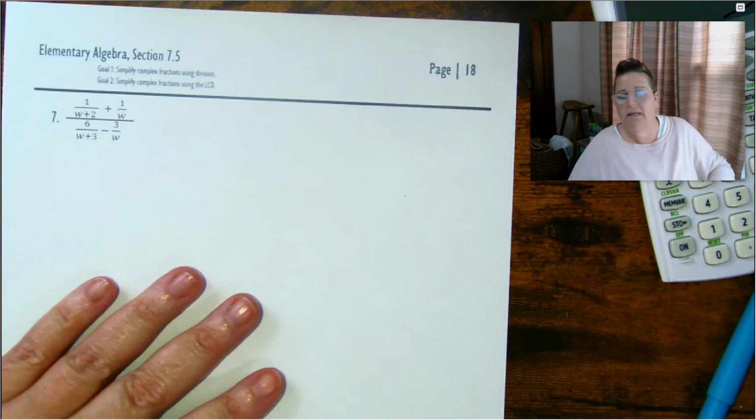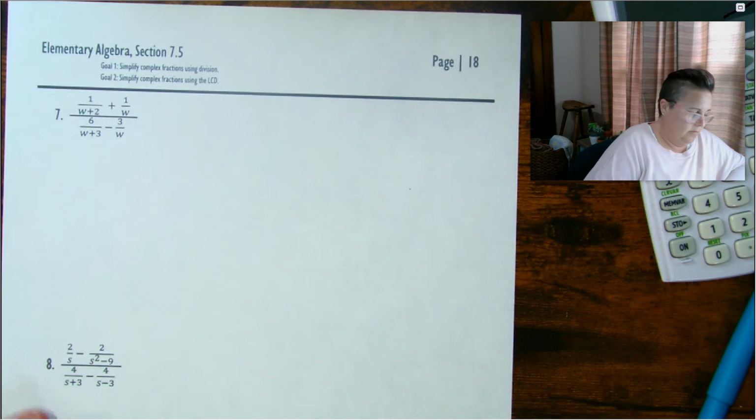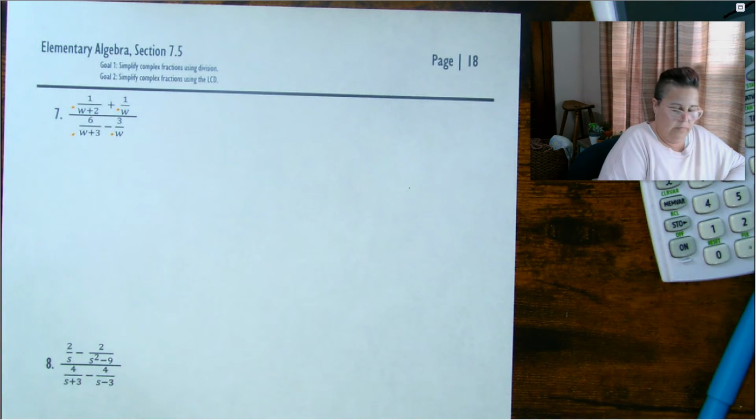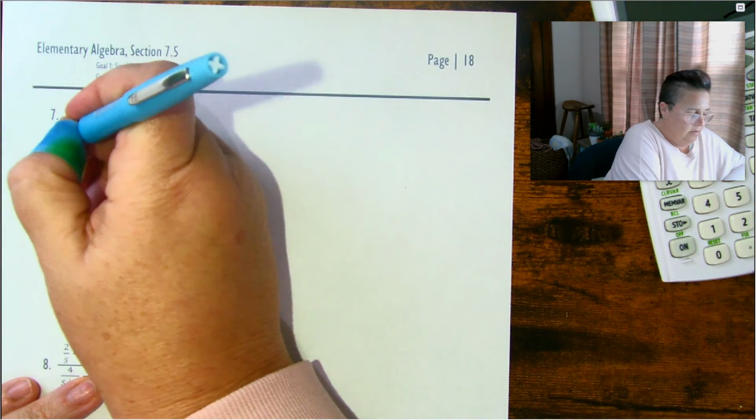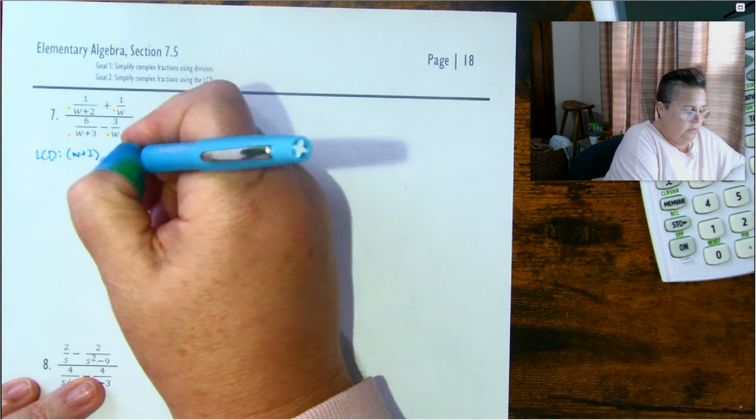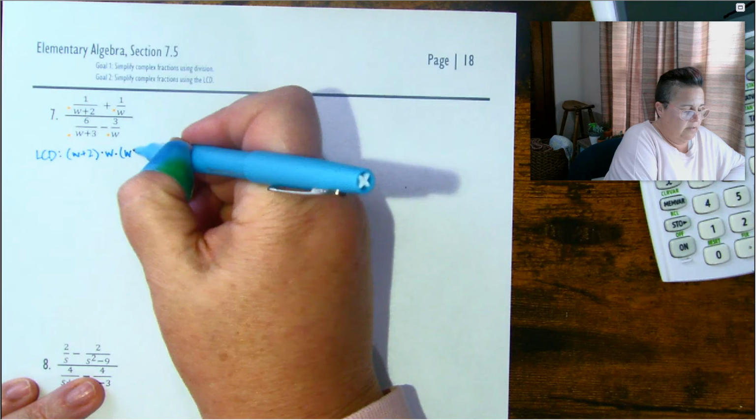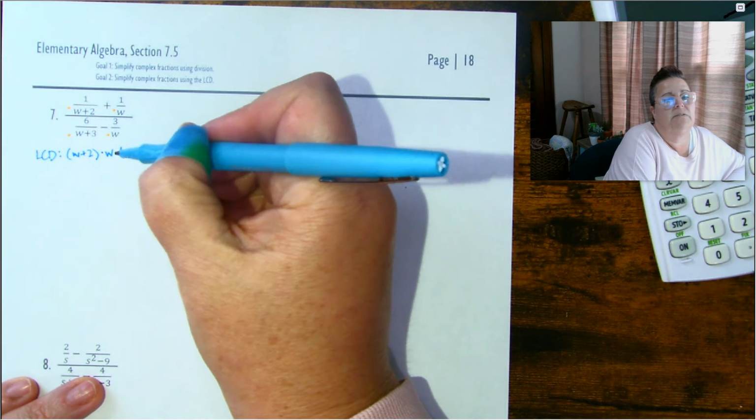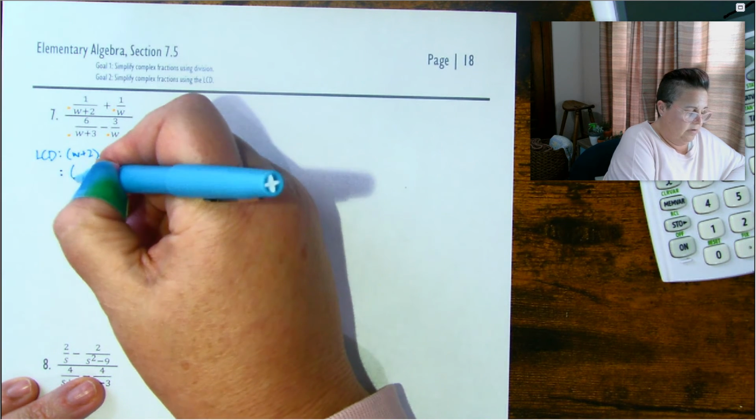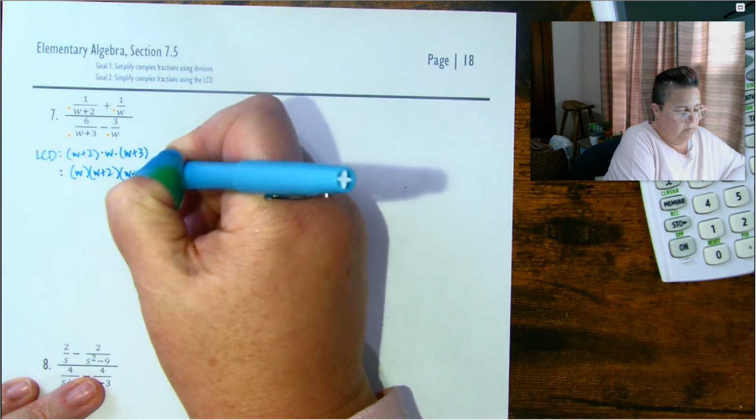All right, let's try 7. Okay, looking at all of the denominators, we have a w plus 2 and a w plus 3 and a w. So my least common denominator is going to be that w plus 2 times the w. I have not yet included a w plus 3, so I need to include the w plus 3 times a w, but w is already there, so I don't need to do that. So our least common denominator is going to be w times w plus 2 times w plus 3.